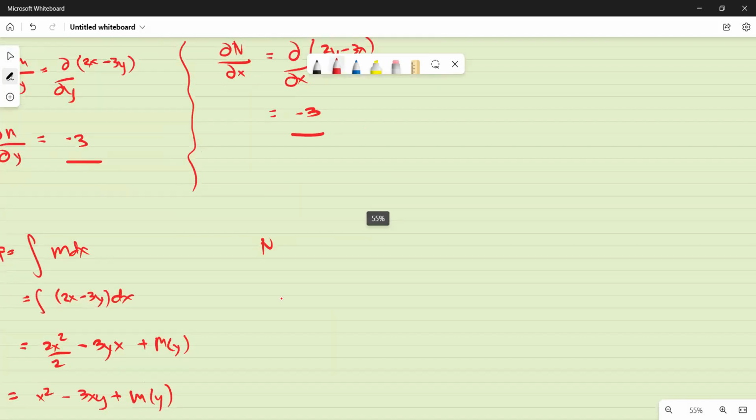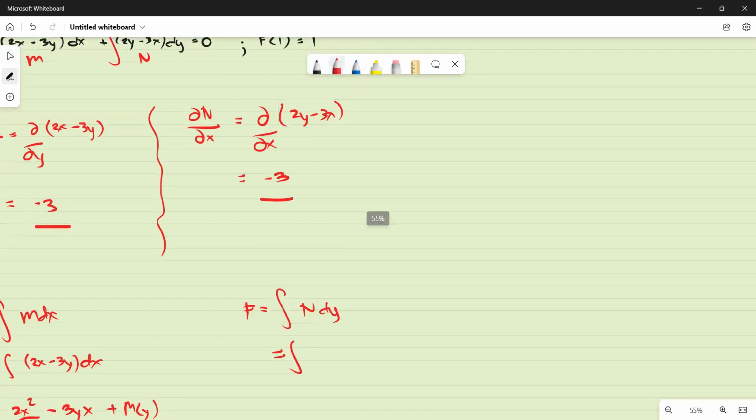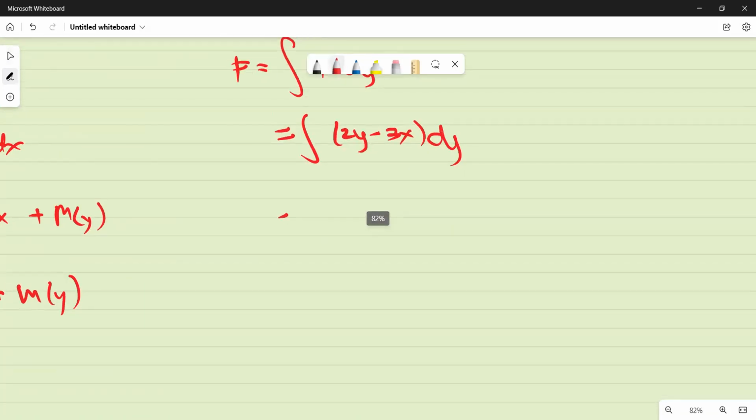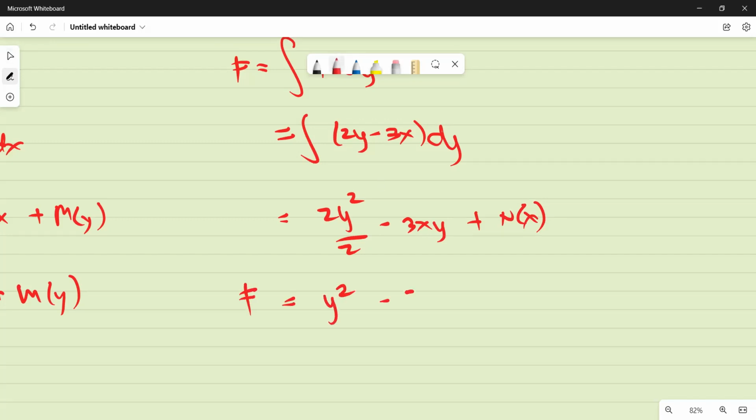Yung with respect to n naman, that is equal to f integral ng n dy and our n is equal to 2y minus 3x. So that is integral of 2y minus 3x dy. Okay? So with respect sa y, lahat ng x is constant. So ito ay 2y squared over 2 lang, power rule, minus 3xy. And don't forget your constant with respect to x. Further simplification, yung f na makukuha natin dyan is y squared minus 3xy plus n of x.